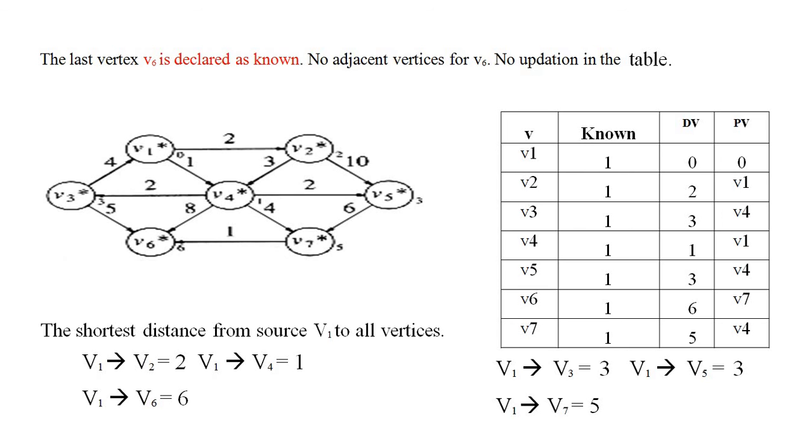Finally, the next vertex is v6. v6 doesn't have any connection with the other vertices, so we can stop the steps.